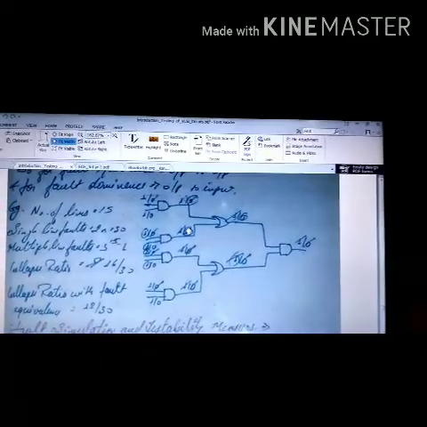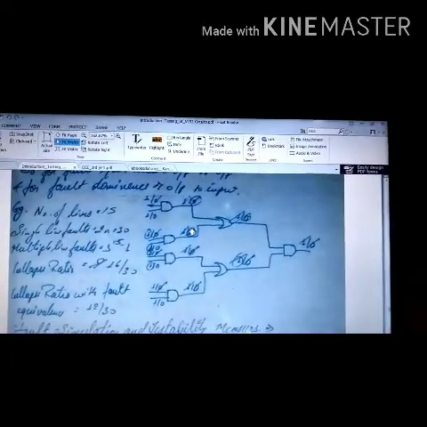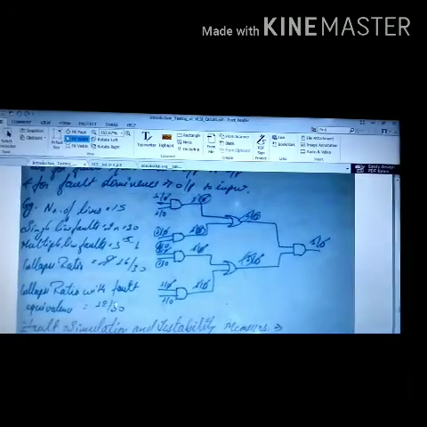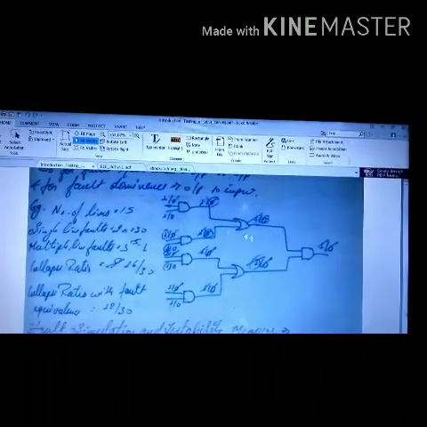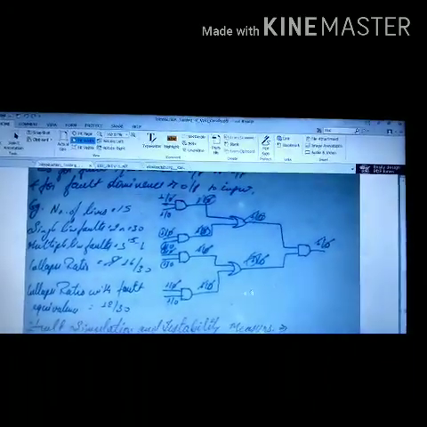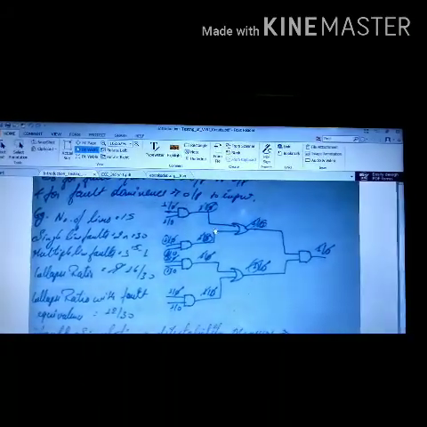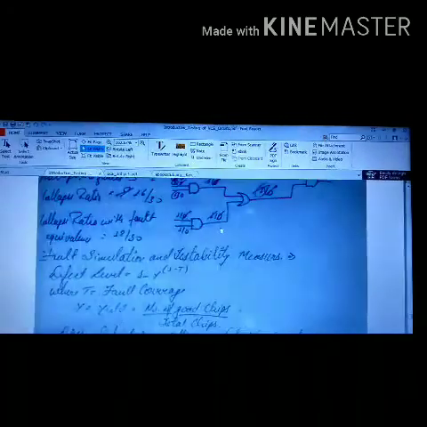4 more faults get reduced, and as these 4 more faults get reduced, I get a new collapse ratio, that is 12/30. In this way, fault dominance helps to reduce even more faults in the circuit, and the circuit can be checked with an even lower number of patterns.